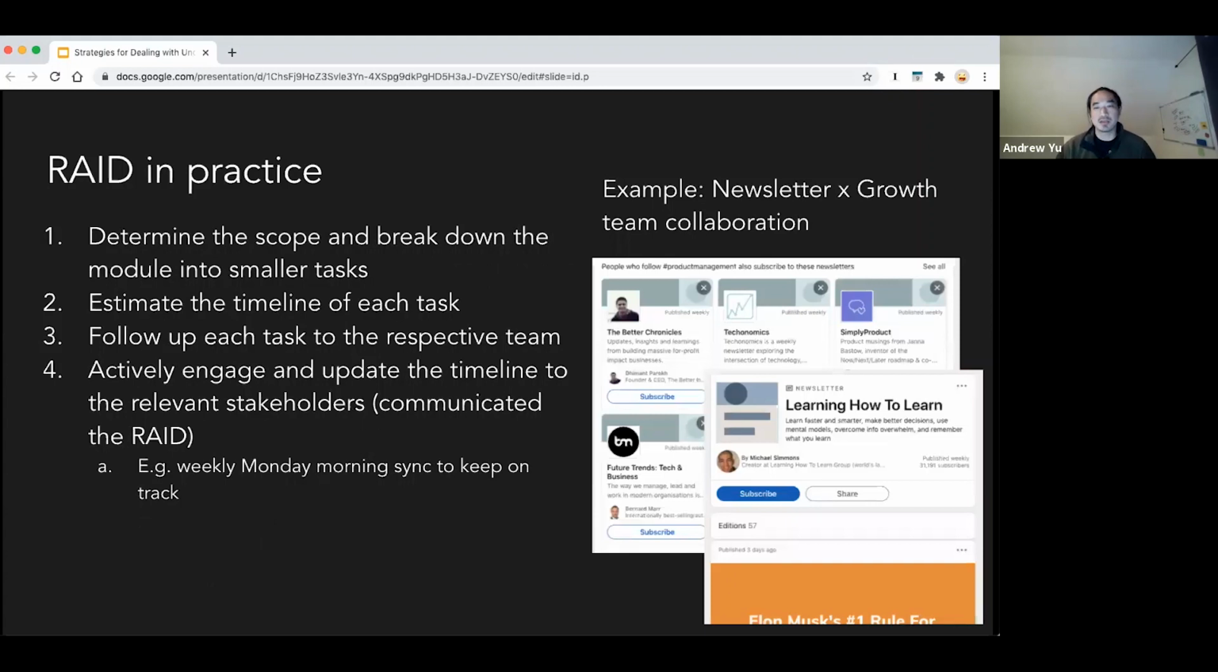So RAID in practice, I'll just go through this really quickly. This is an initiative that we ramped, collaborating with the newsletter team at LinkedIn, with the growth team, where we wanted to make newsletters more discoverable. So in practice, it looks like something like this.